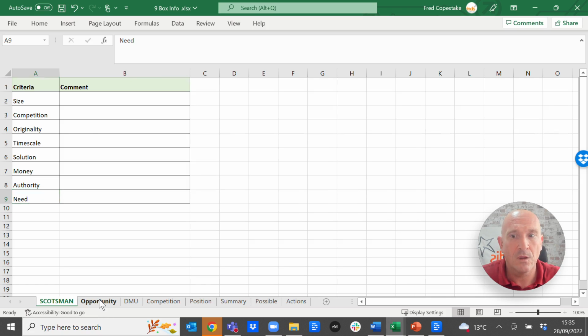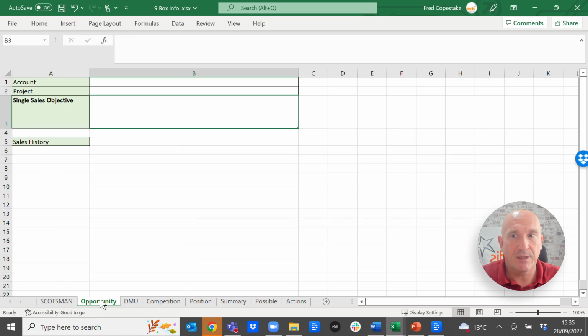Once we've done this, we can start to be specific about what the opportunity actually is. So as well as thinking about who the account is and what the particular project is, we want to think about what's our single sales objective? What is it we're trying to achieve with this project? So this is a time to think about SMART objectives: specific, measurable, achievable, realistic, and with the appropriate time frame defined. Also useful to think about what sales history we might have had with a particular customer, if it is repeat business, so we can think about what's worked before, what we need to do and bear in mind.